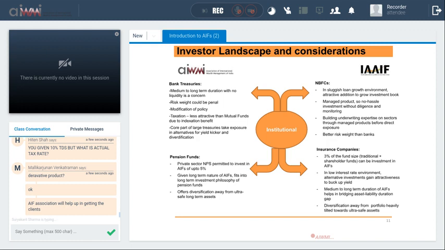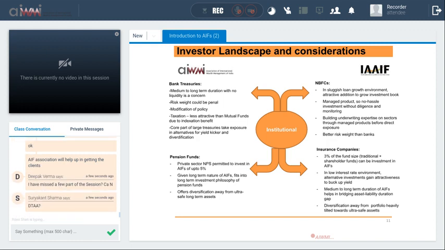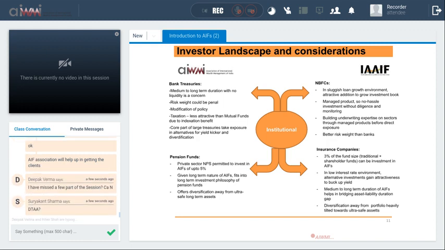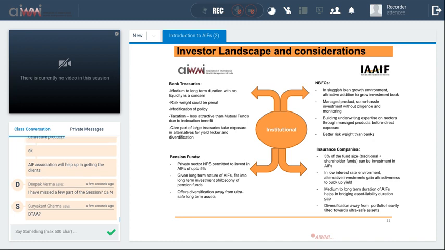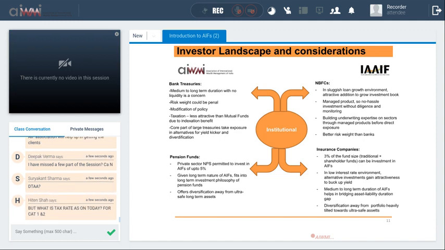Coming to the investor landscape, now, I have a comment by Mr. Sharma, which says DTAA. That's double tax avoidance agreement. So, depending on which country the investor is investing into an AIF from, India will have a double tax avoidance agreement with that country. Now, that double tax avoidance agreement talks about what will be the taxation between that country and India for the separate kinds of income which the AIF can earn.